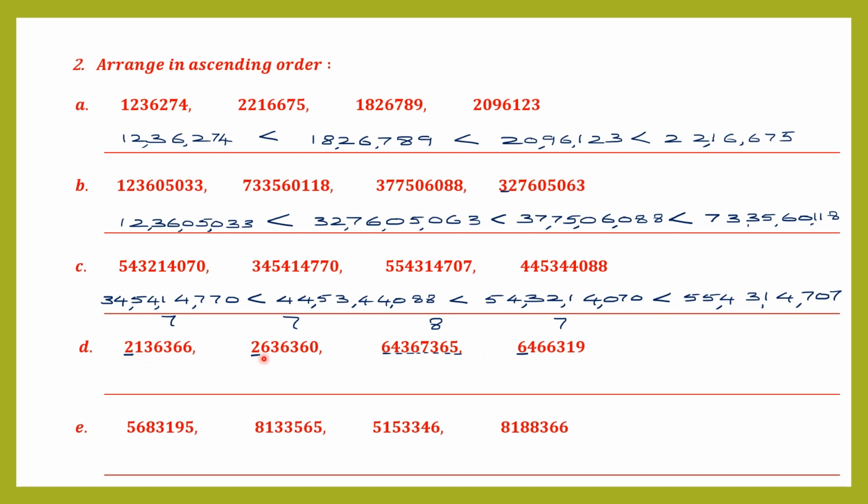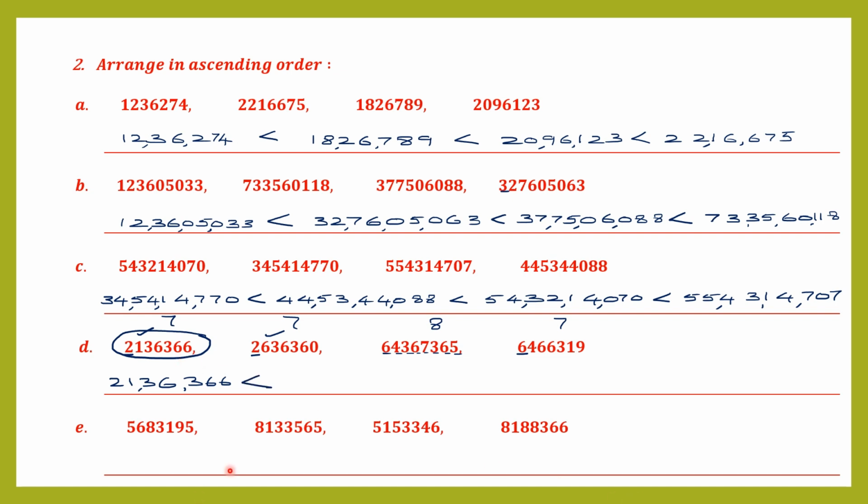Now both are 2. Look at the digit next to it. This is 1 and this is 6. So we have 1 in the first number and 6 in the second number. That means 1 is smaller. So we write down that number: 2, 1, 3, 6, 3, 6, 6. Let's put the commas and read now. This becomes 21 lakh 36,366. So we've written this number and that is the smallest.